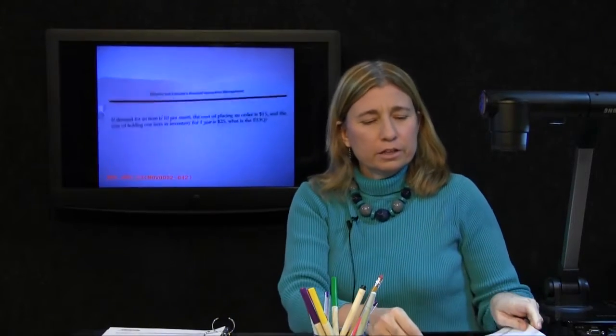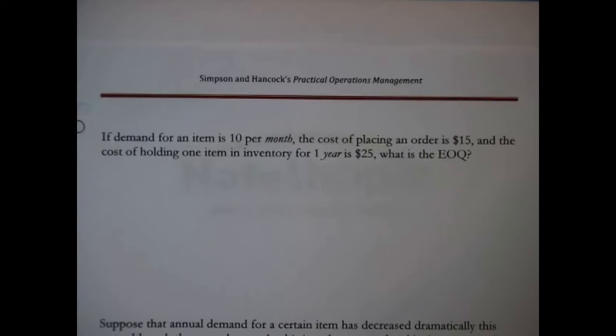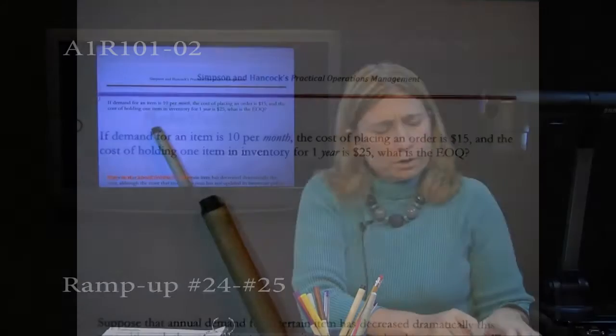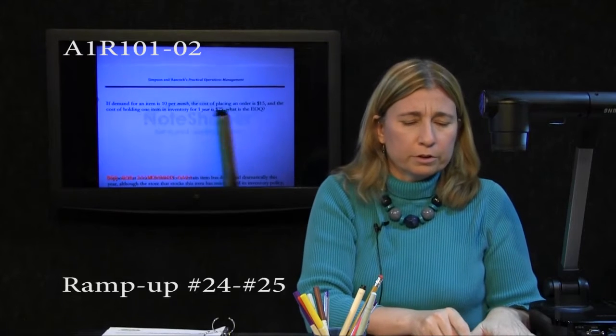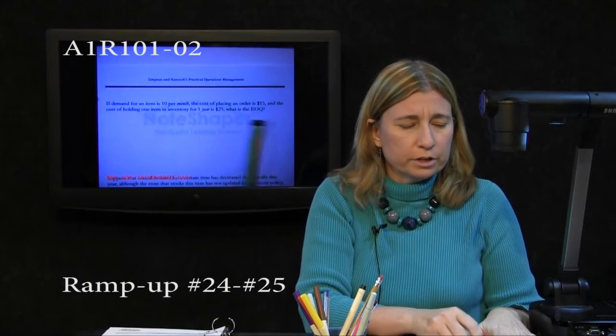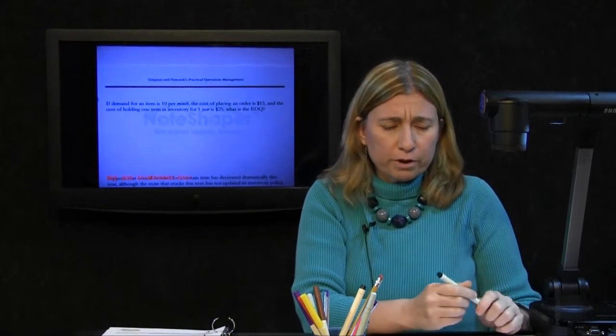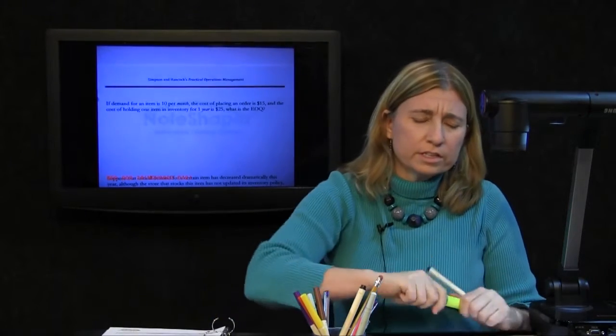Some formulas, like the EOQ, can be deceptively simple in a certain sense. This short problem right here is a good example of that. The demand for an item is 10 per month. The cost of placing an order is $15, and the cost of holding one item in inventory for 1 year is $25. What is the EOQ?